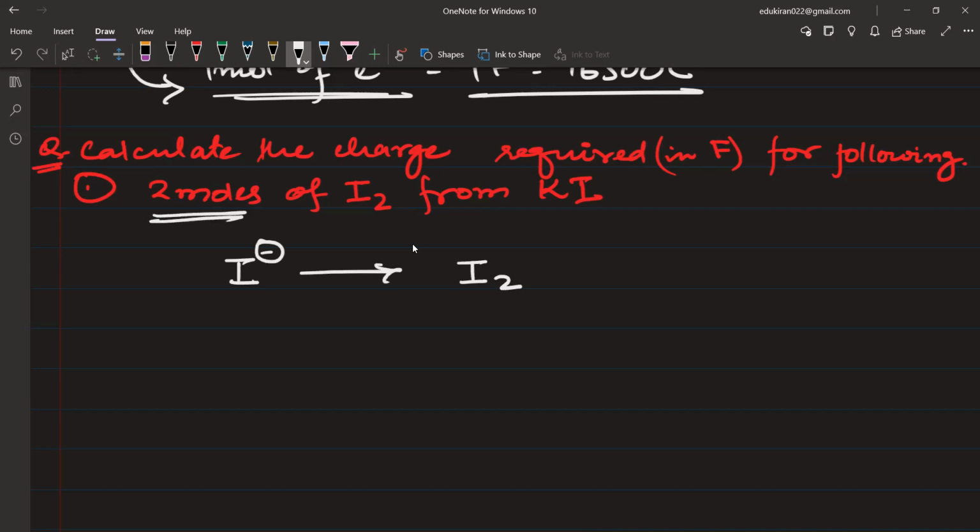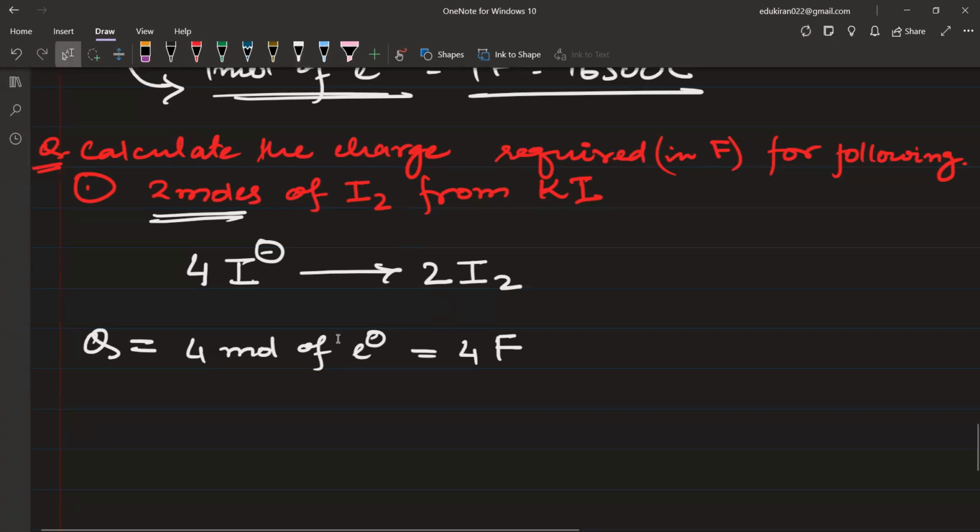Okay. How many moles of I2? Tell me. 2 moles of I2. That means how many iodine negative ions do we need? Tell me, guys. 4, right? If I have 4 moles of iodine negative, what is the charge required? 4 mole of electron. That means 4 Faraday. Yes or no, guys? Please tell me. Easy? Yes. Okay.